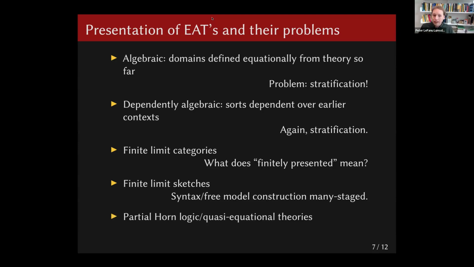And then finally, there is one that's, I think, a bit less well known. It's certainly more recent than the others, due to Steve Vickers and Erik Palmgren, which is partial Horn logic or quasi-equational theories. And I'll say more about what this is in a moment, because this is the one that gets a lot more tractable than the others as one to really work through the details of in presenting your syntax, your free models of your thing in an AU or a locos.